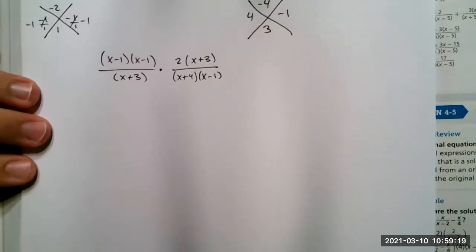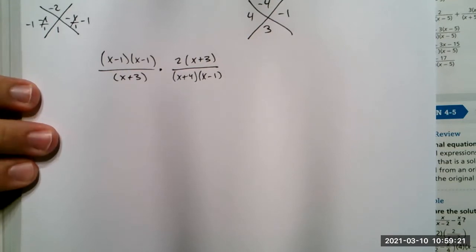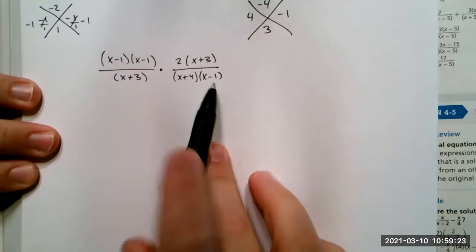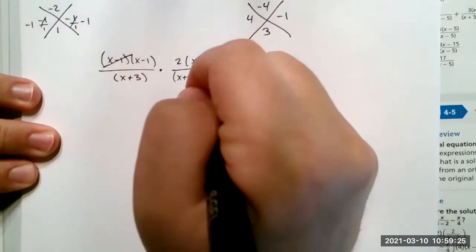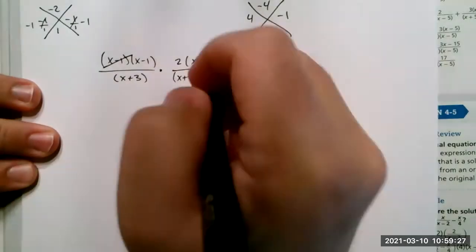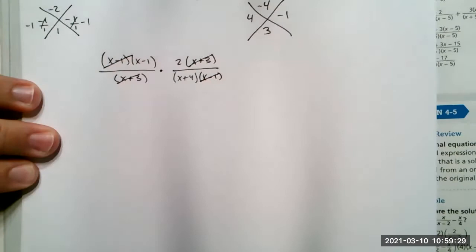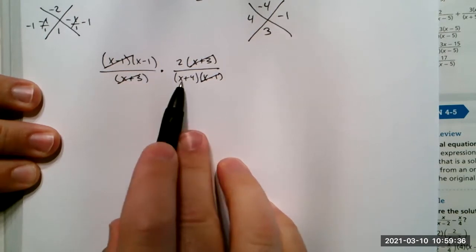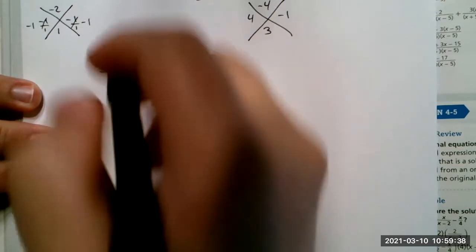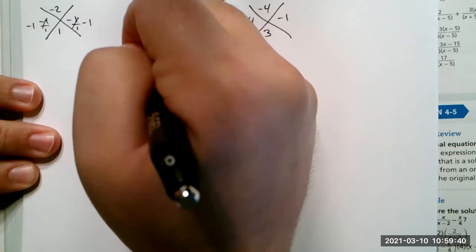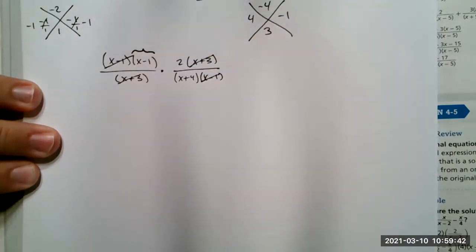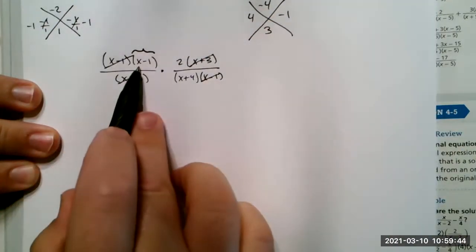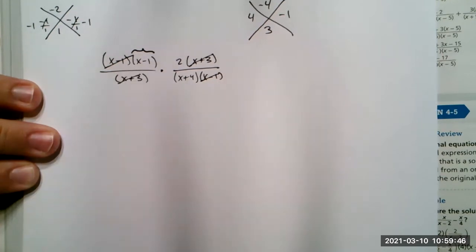So with what we have here, it looks like I've got an x minus 1 up top and down below, so I can cancel that out. I've got an x plus 3 up top and down below. Do not stay away from doing this, right? I've got an x here and an x here. I have to cancel out this entire factor, this entire thing that's being multiplied. I can't cancel out just something that's being added. It has to be multiplied.